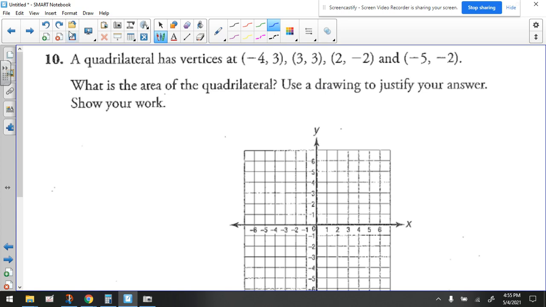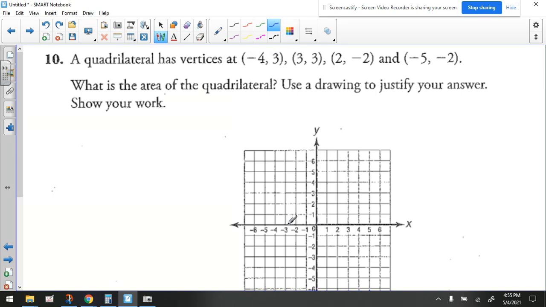Hey everybody, we're looking at question number 10 from the L27. A quadrilateral has vertices at (-4, 3), (3, 3), (2, -2), and (-5, -2). What is the area of the quadrilateral? Use a drawing to justify your answer. Show your work. All right, so let's plot these points, shall we?